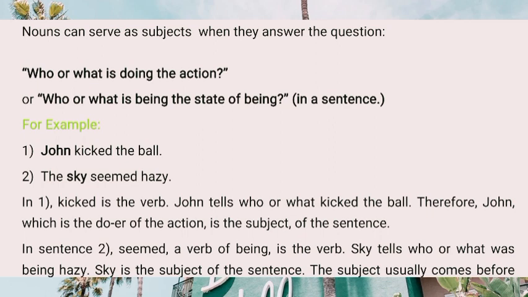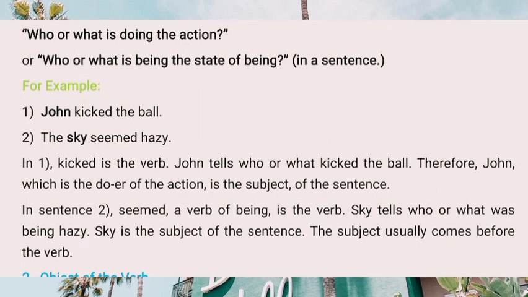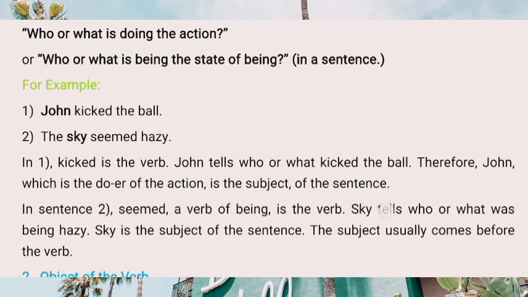The second sentence, you see, the sky seemed hazy. What seemed hazy in this sentence? The sky. In example 1, kicked is the verb. John tells what kicked the ball. Therefore, John, which is the doer of the action, is the subject of the sentence.